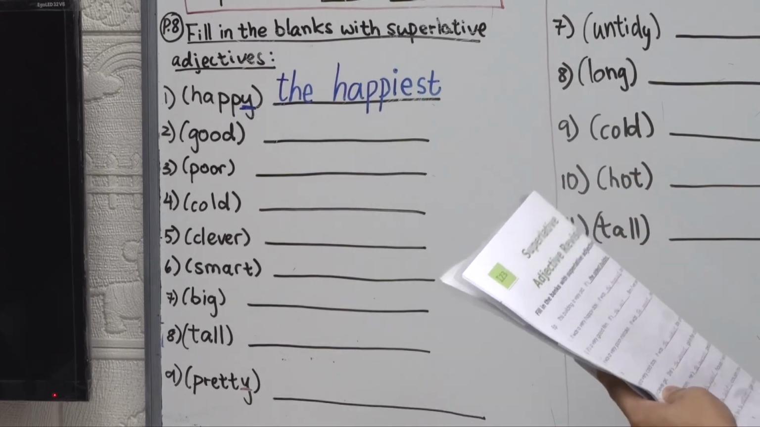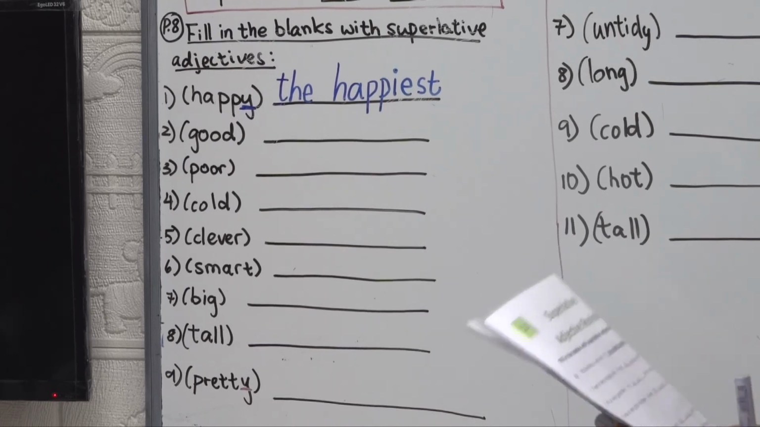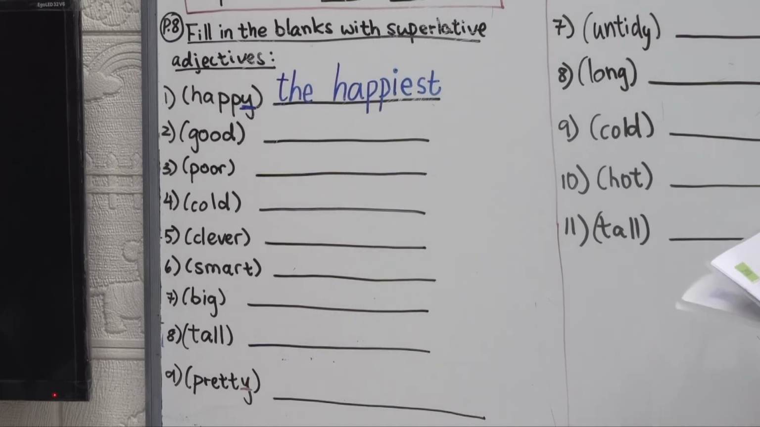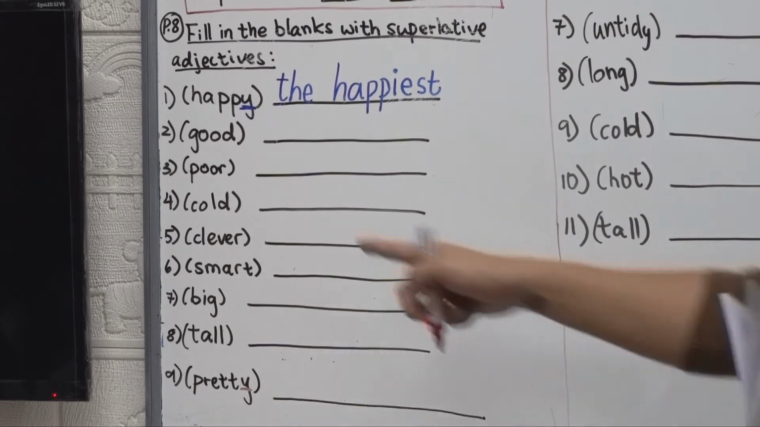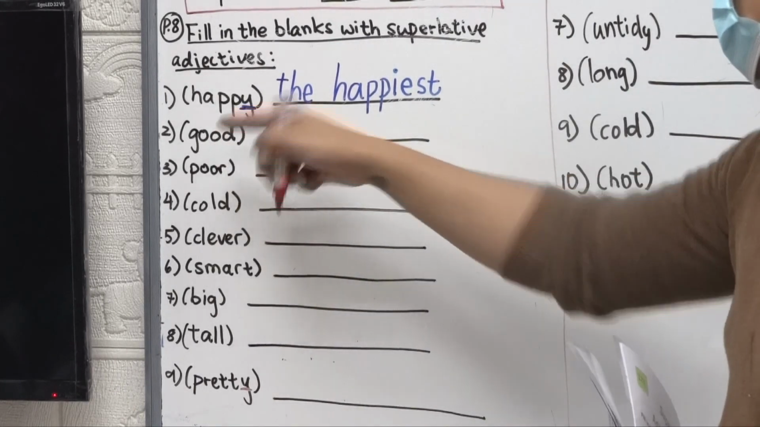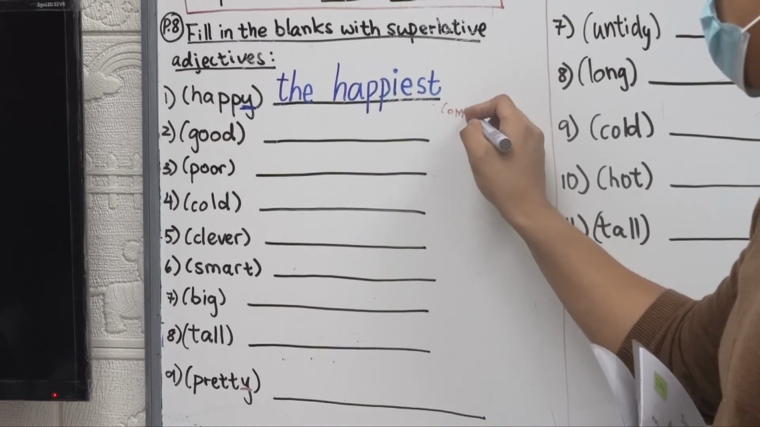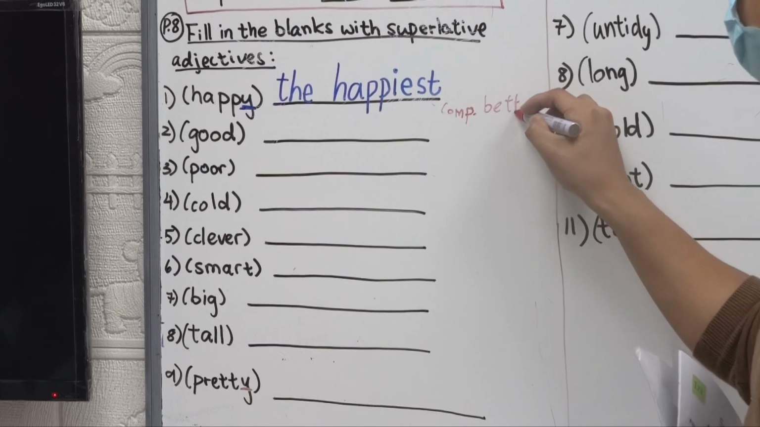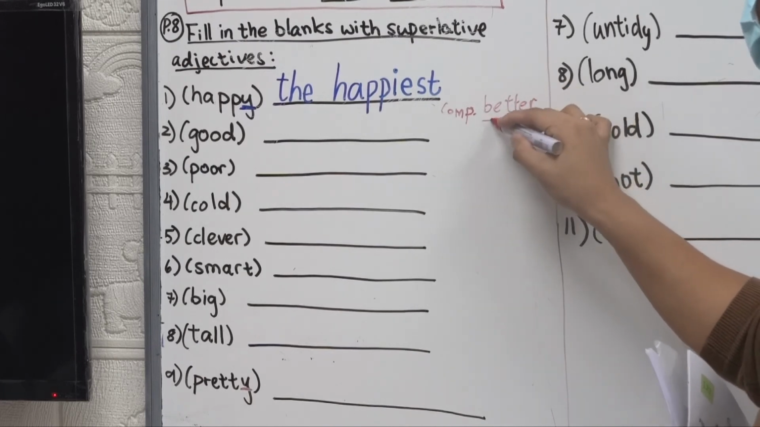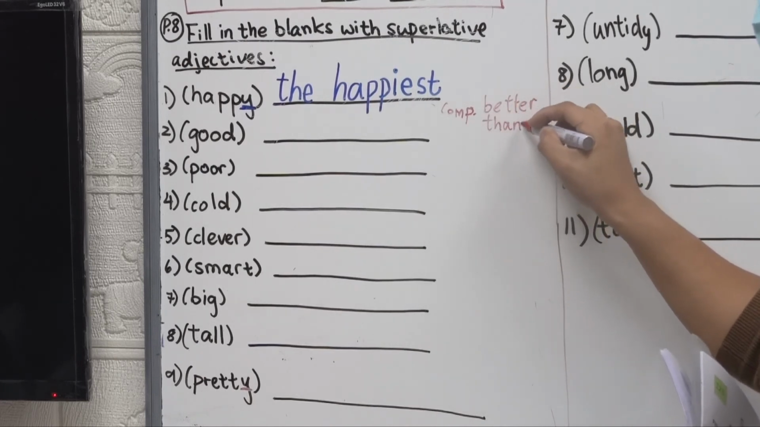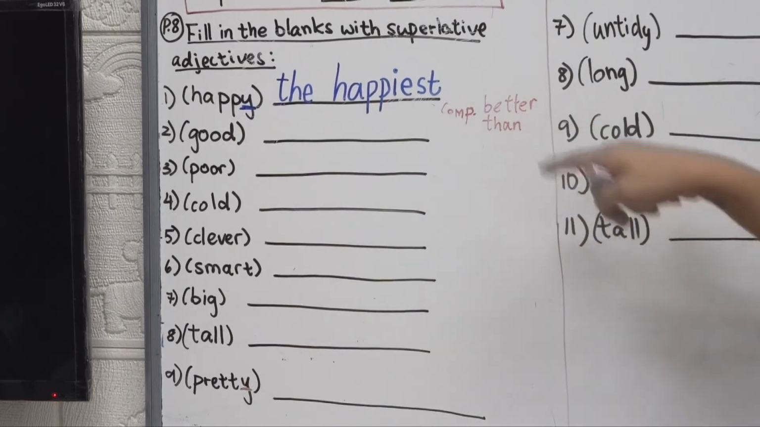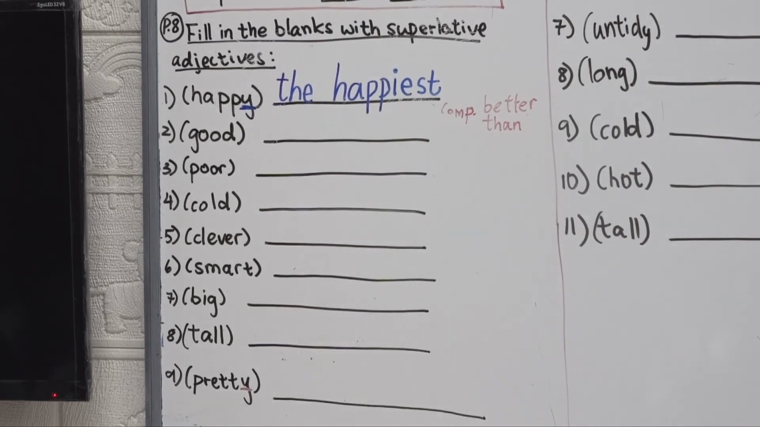All right. Now this one is quite tricky. Number 2. It was a good film. It's the something film I've seen. So just to backtrack a little bit, we have a different word for good in the comparative. So for comparative, good will become better than, B-E-T-T-E-R, T-H-A-N, okay? Better than.